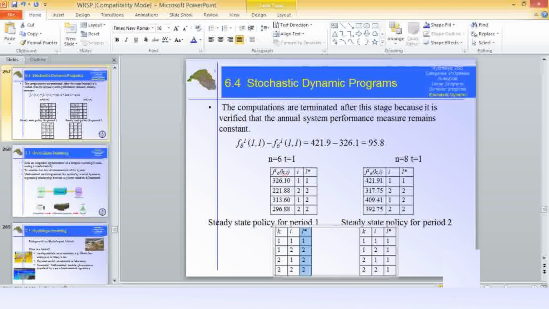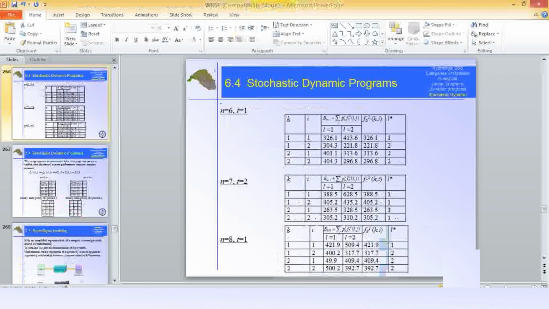And this is the steady state policy for period two, which you have obtained from stage seven. In stage seven, we have already achieved this result. So this is going to be for period two, basically. So what does this mean?